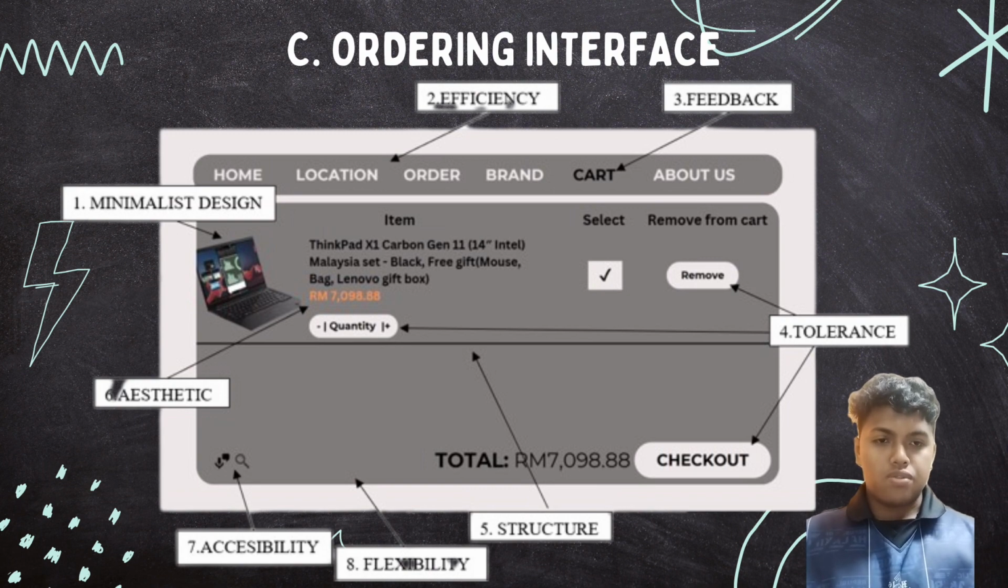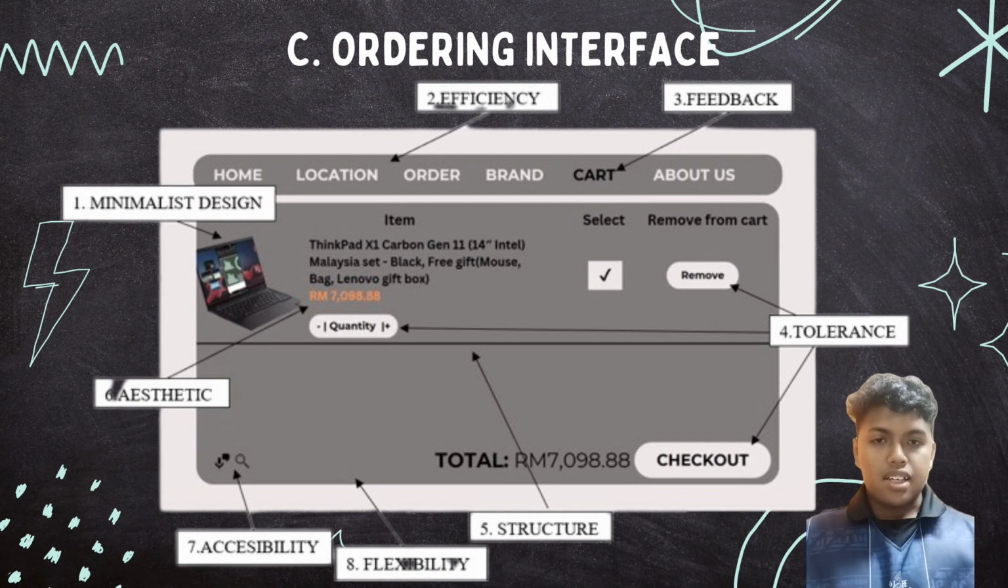So number 4, tolerance. Allow users to adjust quantities easily and delete items from the cart. For number 5, structure. Organize the items in detail to guide users through the process. Number 6, aesthetics. The main menu should be aesthetically pleasing. It should use colors and fonts that are visually appealing and consistent with the overall design of the app.